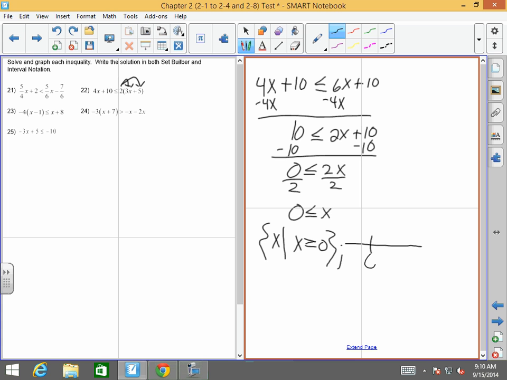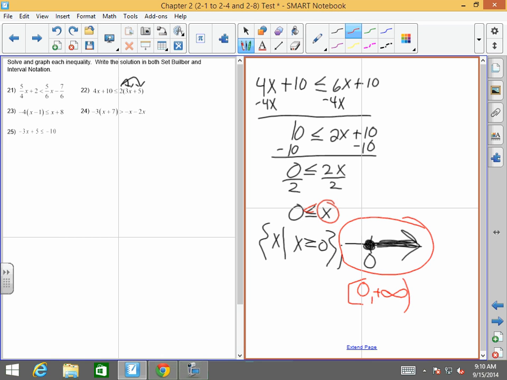Graph, here's my 0. It's greater than or equal to, so you go to the right. Remember, guys, I think the mistake is you saw that this arrow was pointing that way, so you shaded that way. Wrong. That's maybe how they taught you in middle school, but unfortunately that's wrong. You read from the variable. And then you use your graph for your interval notation. I'm going from 0 with a bracket because it's greater than or equal to, all the way to positive infinity. Use the graph for your interval notation, please.